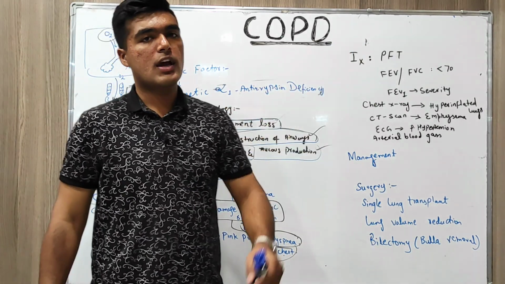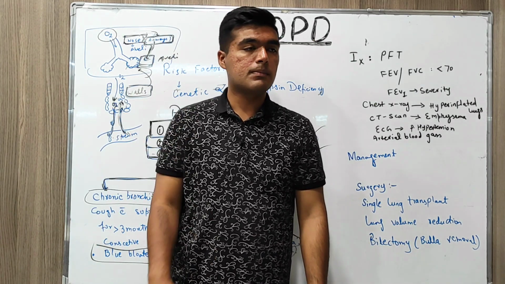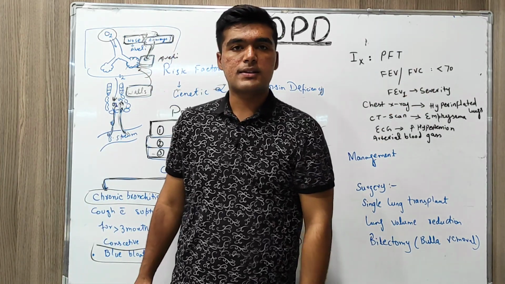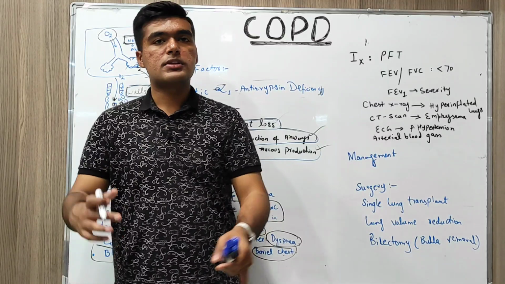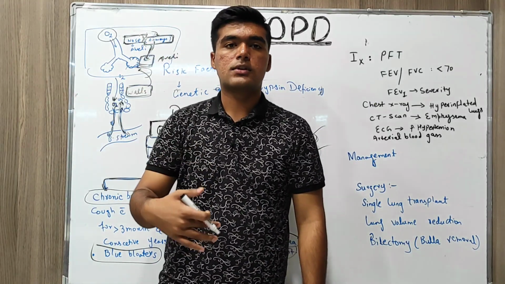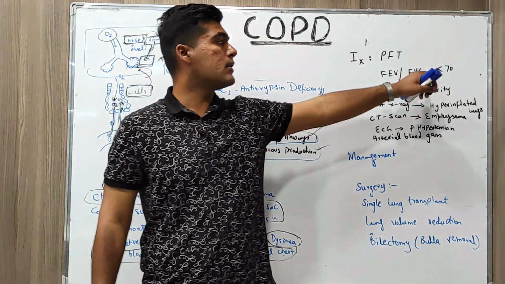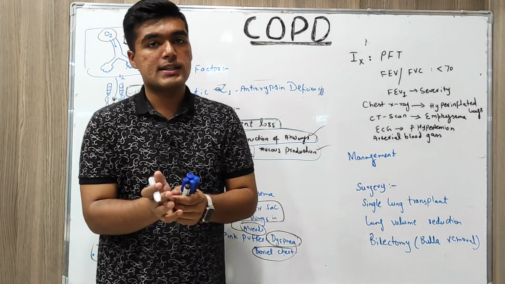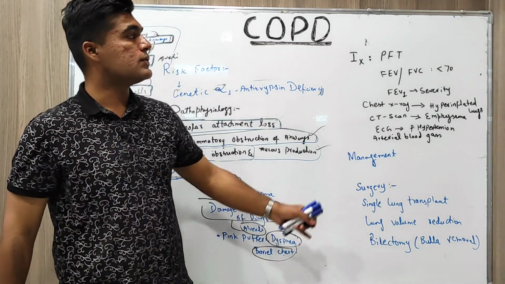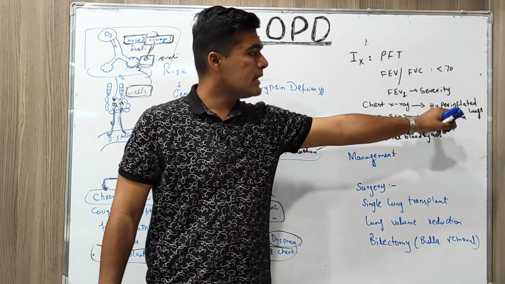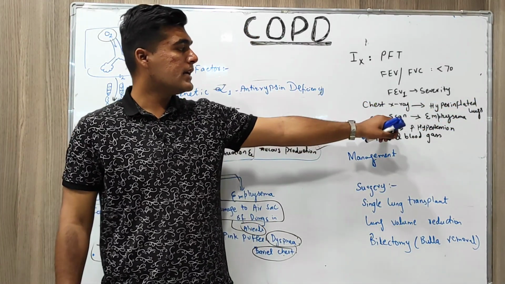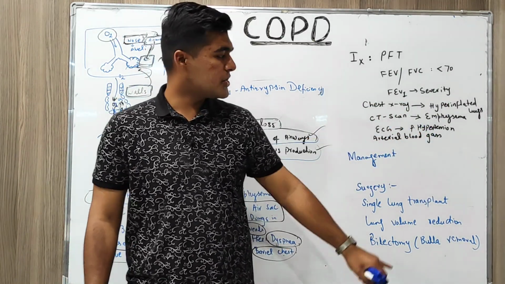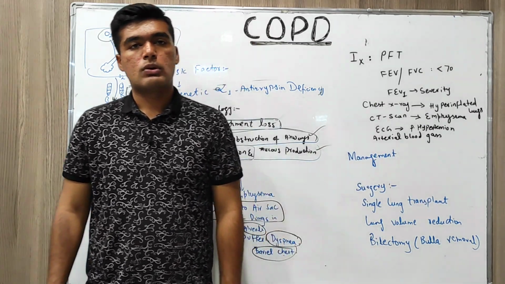For investigations, we have the pulmonary function test as the key, with forced expiratory volume and forced vital capacity. Expiratory volume is the amount of air which we breathe out, and the value is basically 70%. If it is less than 70 or less than 60, we have a chance of COPD. Chest X-ray shows a hyperinflated condition of the lungs. CT scan is used to diagnose emphysema, ECG for pulmonary hypertension, and arterial blood gas. So that's how we diagnose.